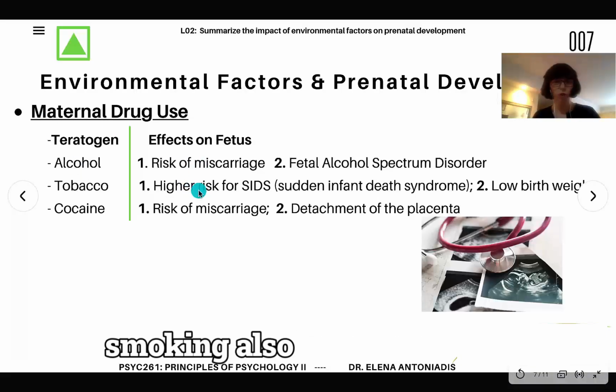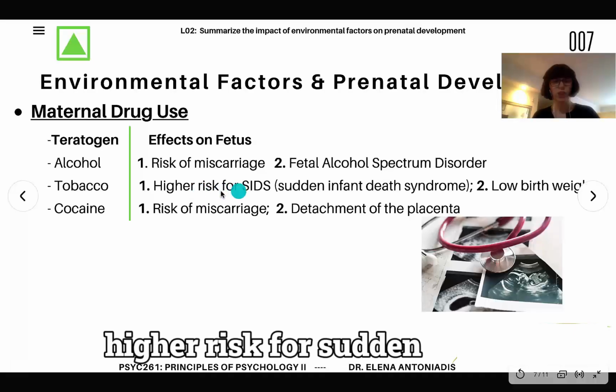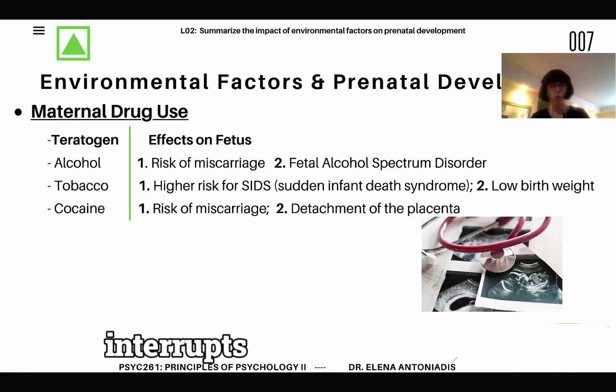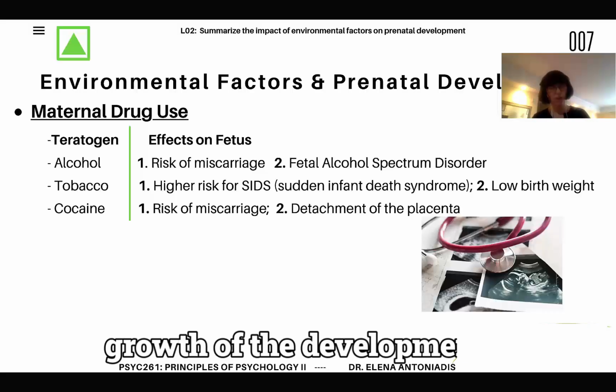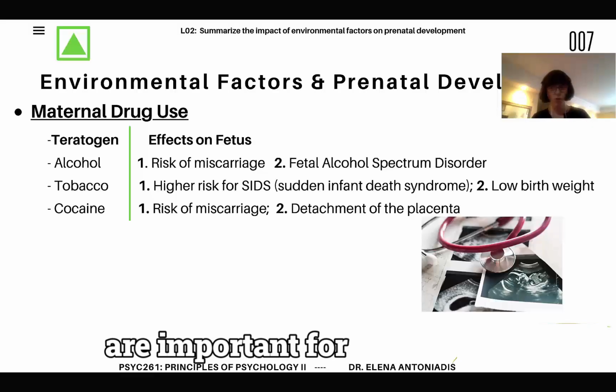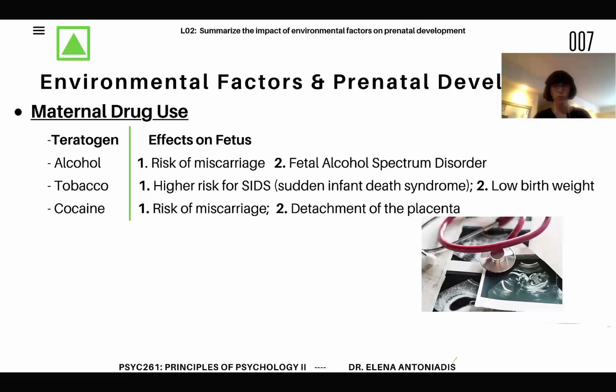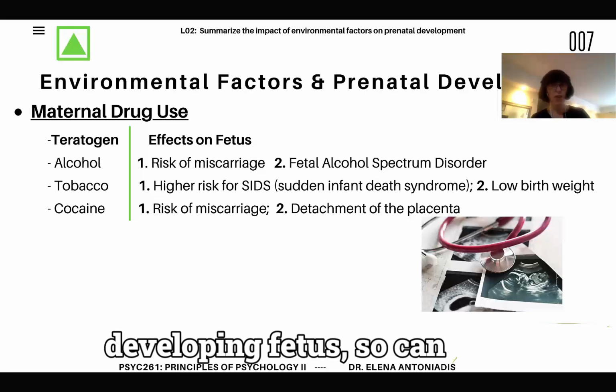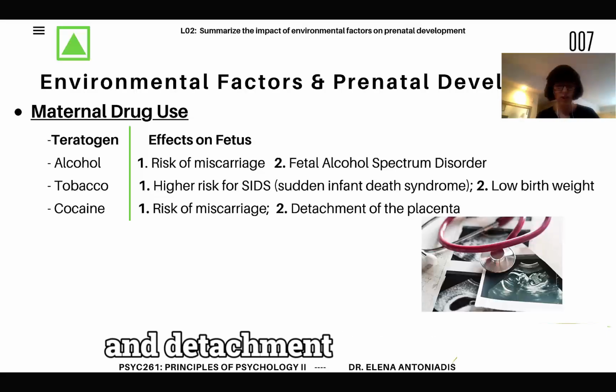Cigarette smoking also produces higher risk for sudden infant death syndrome. So another important teratogen, cigarette smoking, disrupts the development of the internal organs that are important for survival, that are important for bodily functioning, such as cardiovascular and pulmonary functions, and also can lead to low birth weight. And finally, cocaine also is associated with detrimental effects on the developing fetus, so can lead to risk of miscarriage and detachment of the placenta.